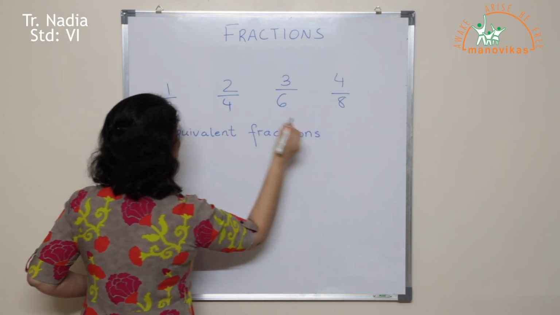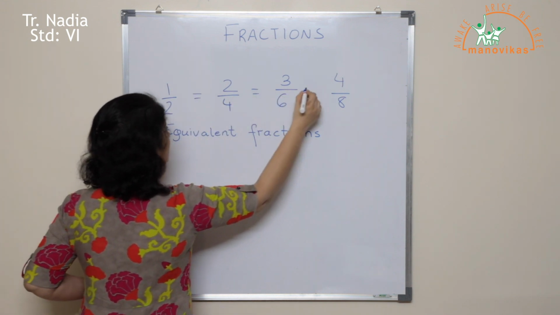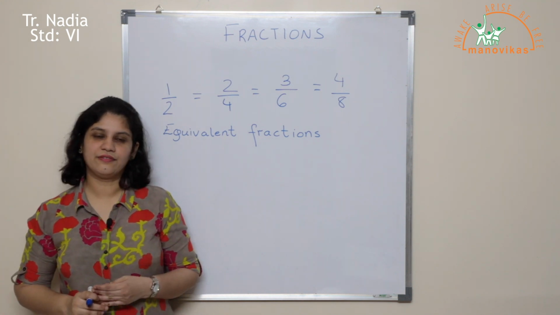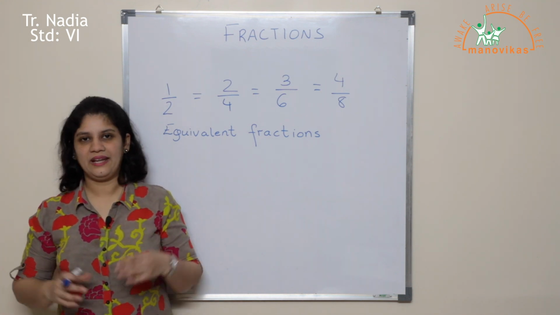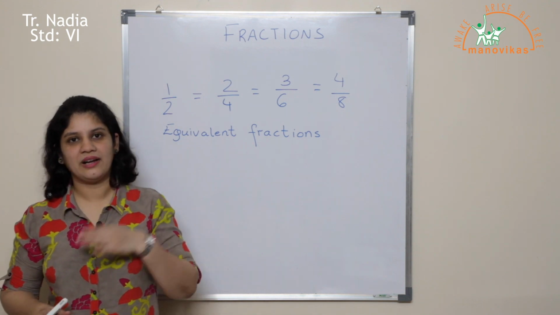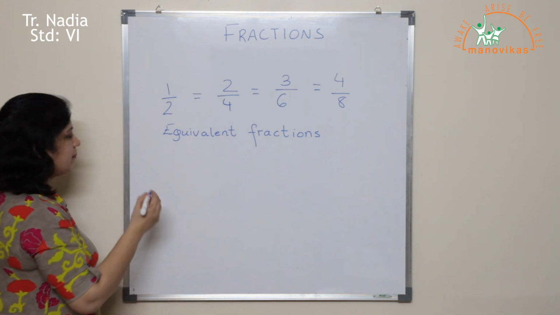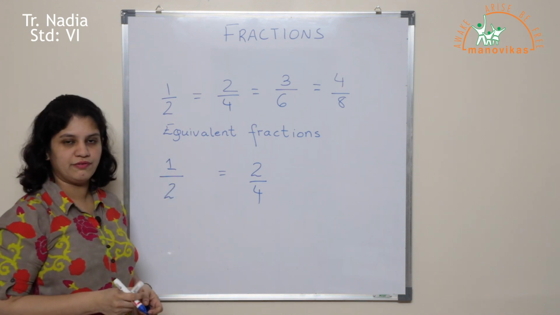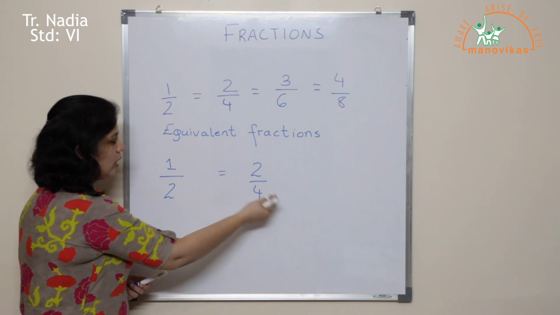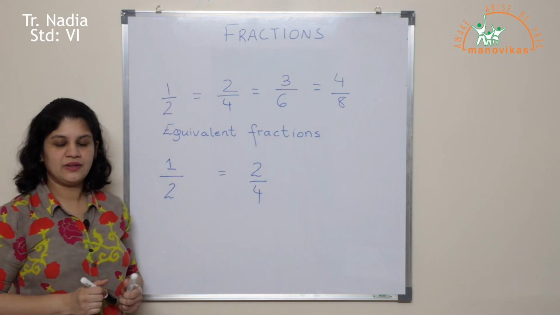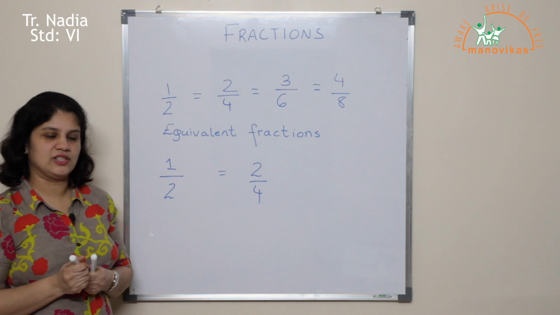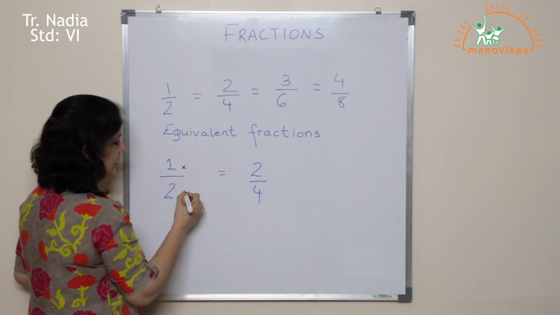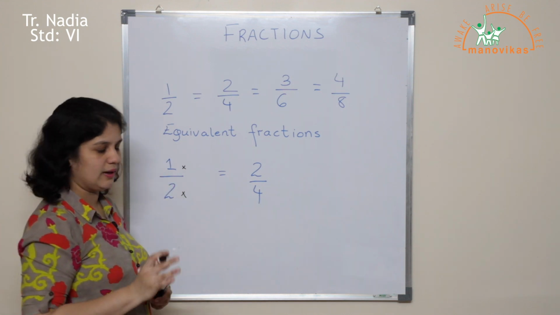We can put the equal sign since their values are equal. Now the most important thing that we need to understand in equivalent fractions is how to obtain an equivalent fraction from another fraction. For example, I have the fraction 1 upon 2 and I say it is equal to 2 upon 4. Now how do we obtain 2 upon 4 from 1 upon 2?